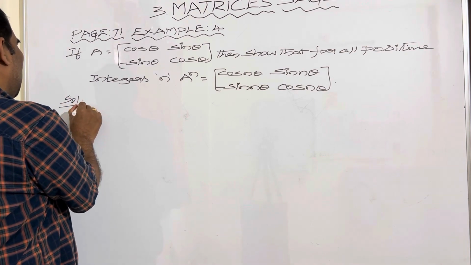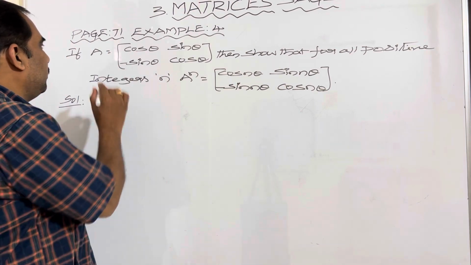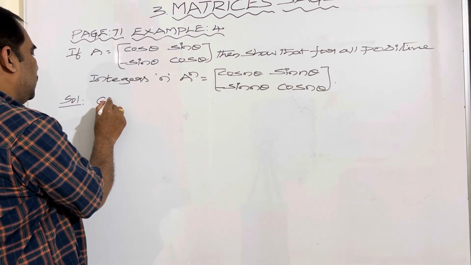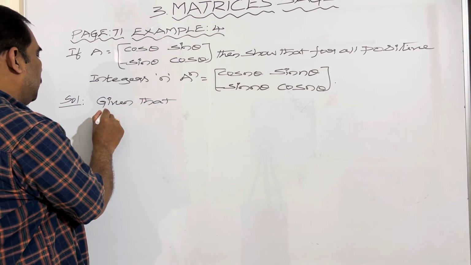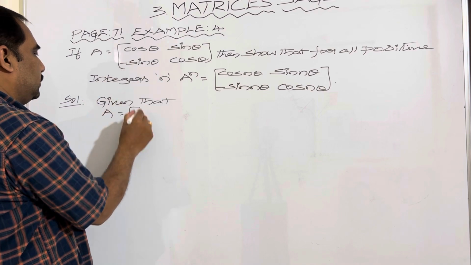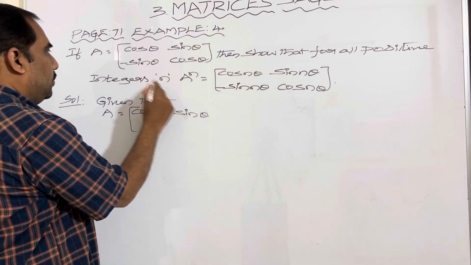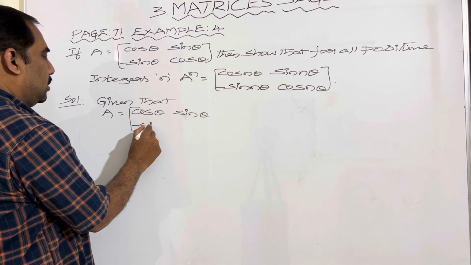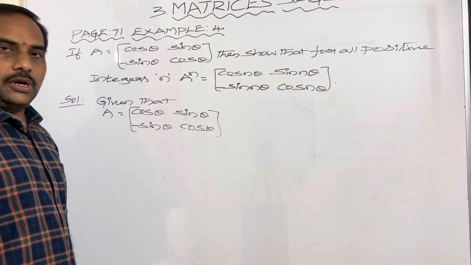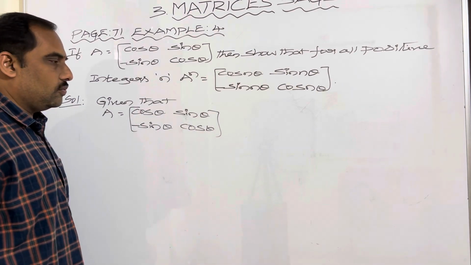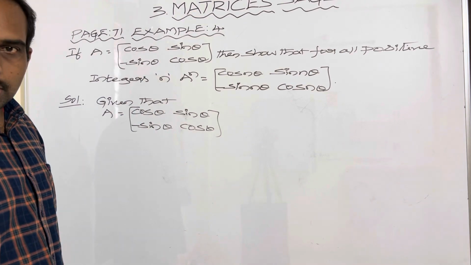See, in the solution, first what we have to take? First you have to take that given matrix. So given that matrix A is equal to cos theta, sin theta, minus sin theta, cos theta. See, this is a 2 by 2 matrix, right? So now again what you have to do? This can be proved, I already told you, by using mathematical induction.